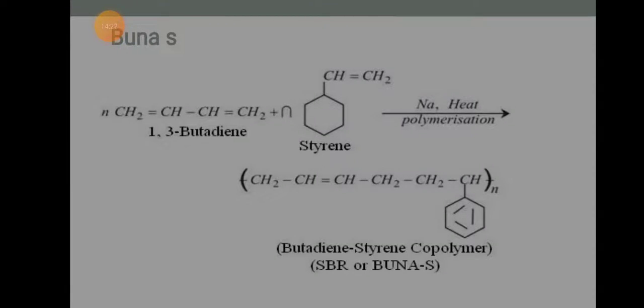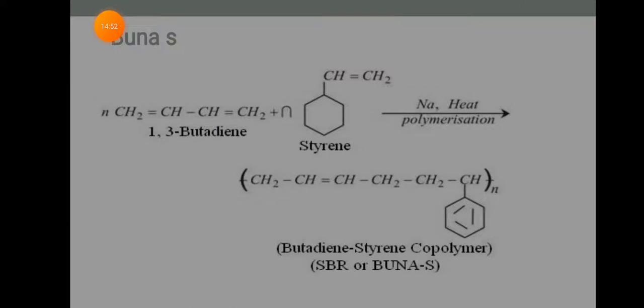So in CSIR and GATE, they can also ask how one can form this Buna-S polymer. So there will be the option 1,3-butadiene, styrene, or maybe some other options will be there. So you can simply take this. If one of the options is Buna-S from 1,3-butadiene and styrene, you can click it.